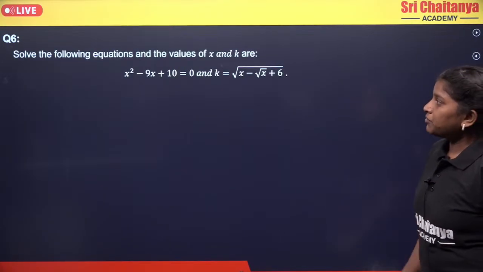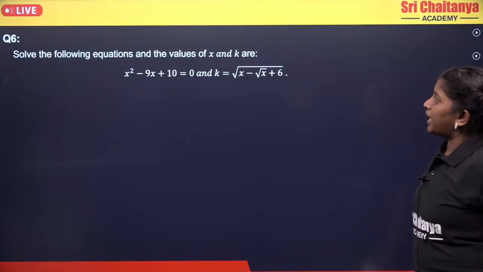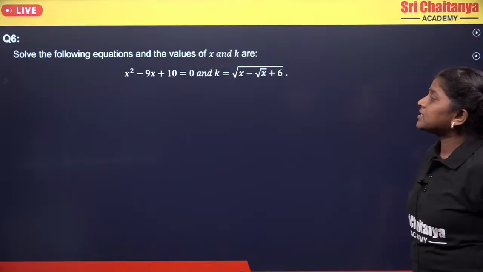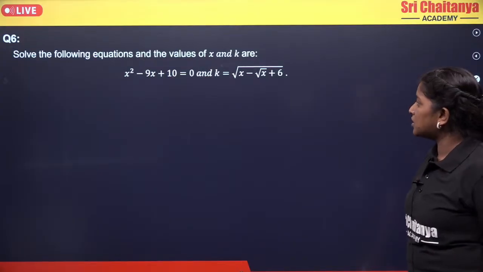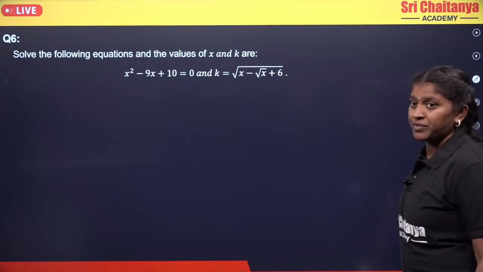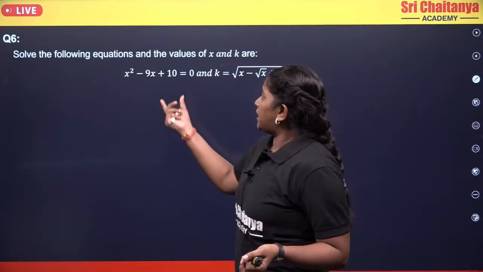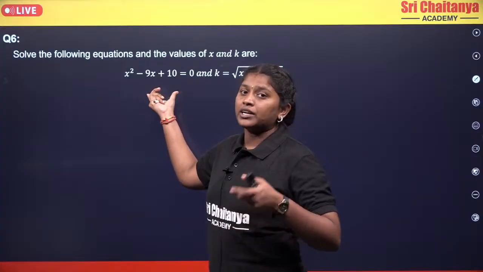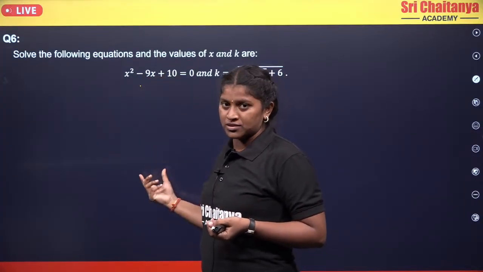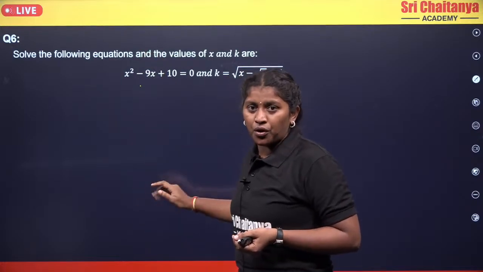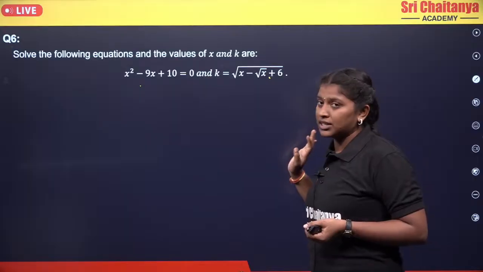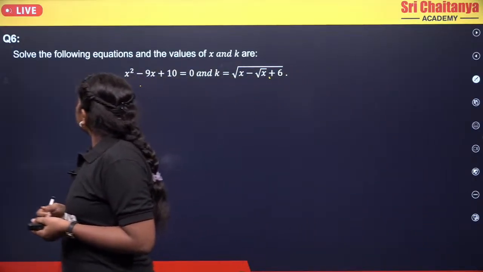moving to the next, solve the following equations and find the values of x and k. So they gave the two equations which are x square minus 9x plus 10 equals to 0 and k equals to root of x minus root of x plus 6. So here they gave our x which is in the form of our quadratic equation. So from the quadratic equation it is very easy for us to find the roots. Now whatever the x values we got, we are just going to place them in the second equation in order to get our k value. Okay, now let's find it.